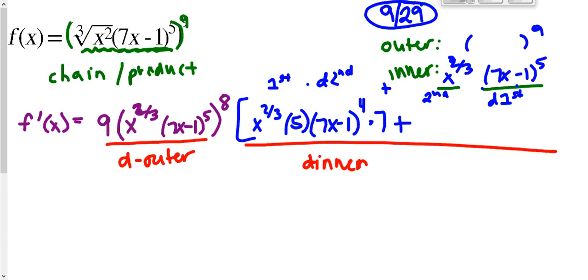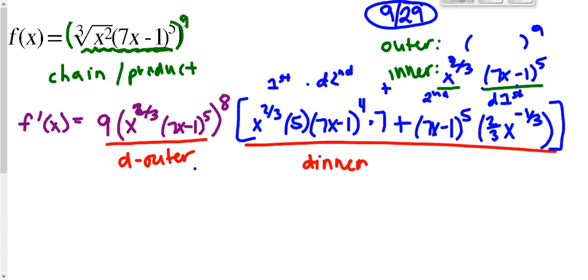Second, we write down the second one, 7x minus 1 to the 5th. We literally write what we see. Now we take the derivative of the first, 2/3 x, and then we subtract 1, so we get a negative 1/3. So we have our product rule.